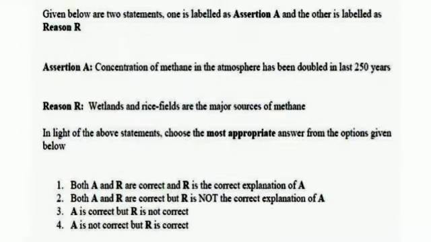The next is, given below are two statements. One is labeled as Assertion A and the other is Reason R. Assertion: concentration of methane in the atmosphere has doubled in the last 250 years. Reason: wetland and rice field are the major source of methane. The right one is option 2. That is, both A and R are correct, but R is not the correct explanation of A.